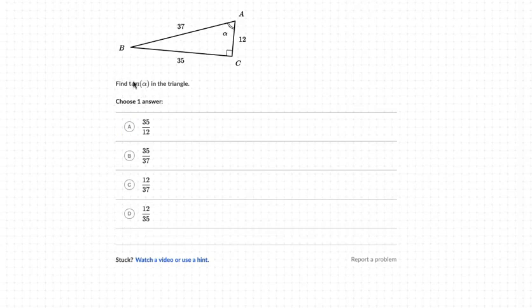This time we're looking for the tangent of alpha. We notice alpha is up here. Alpha is a Greek letter. It's the Greek letter A, so it matches with our angle A here. It is a variable like x. So we're just looking for the tangent of angle A.